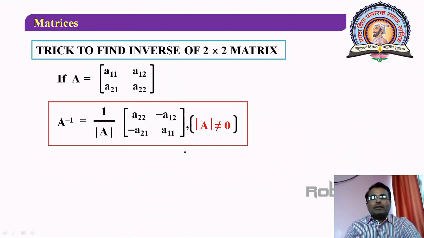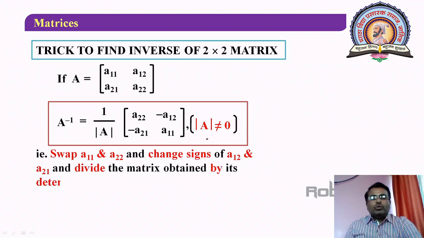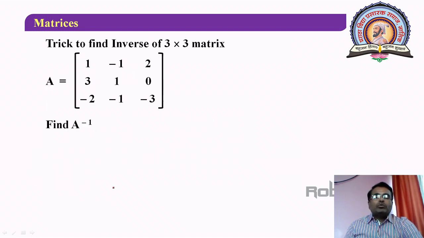You can consider here the determinant of A is definitely not expected to be 0. So swap A11 and A22, that is, swap these elements, and change signs of A12 and A21. This way you can find the inverse of a 2 by 2 matrix. Next we have to consider the trick to find the inverse of a 3 by 3 matrix.